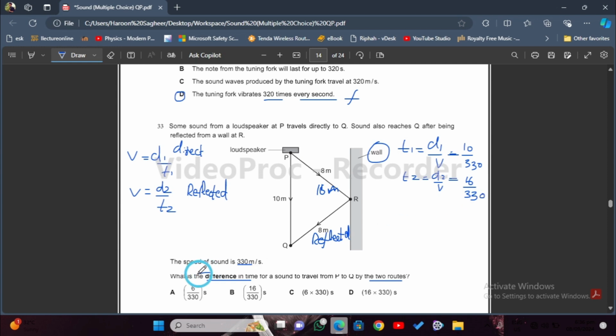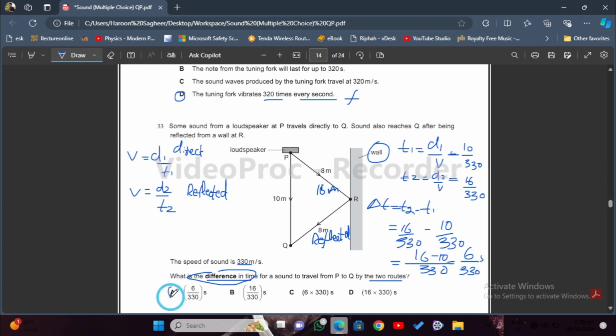What do we need to do? We need to find the difference in time. To find it, we take delta, which represents the time difference, and do T2 minus T1, where T2 is the time taken by the sound on the reflected path, going from P to R and then from R to Q, and T1 is the direct one. It's very simple mathematics. With a common denominator, 16 minus 10 gives us 6 over 330. That is the time difference, so option A is correct.